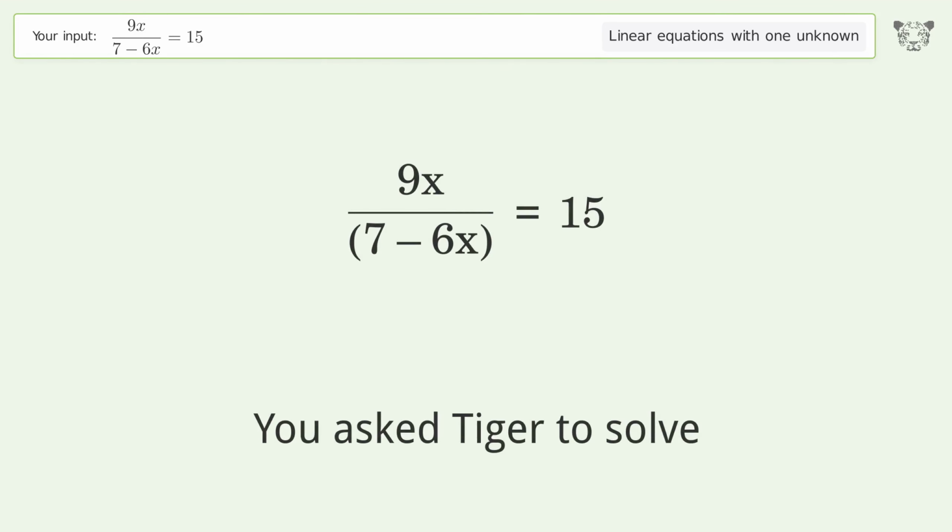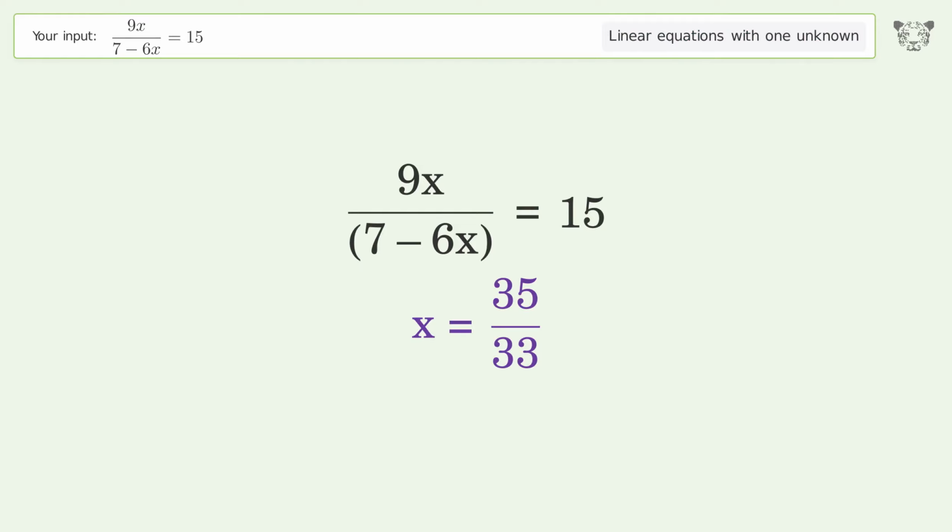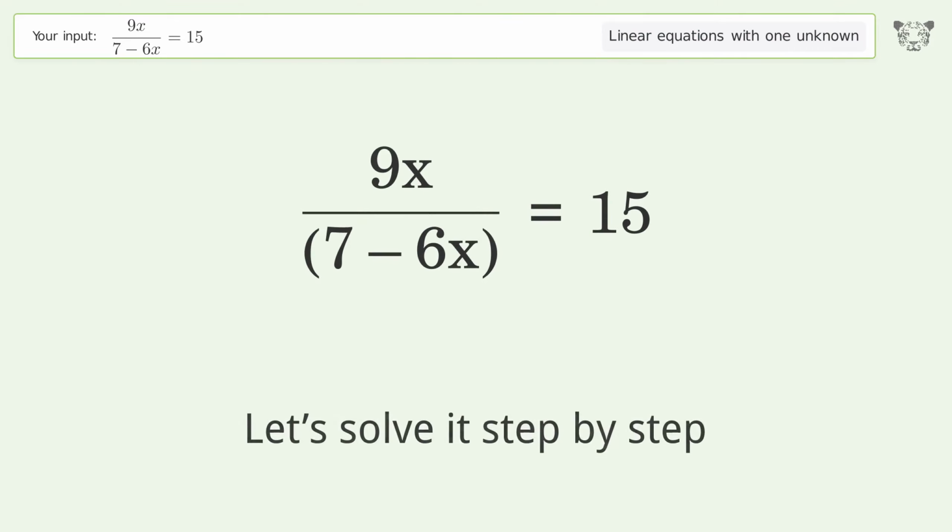You ask Tiger to solve. This deals with linear equations with one unknown. The final result is x equals 35/33. Let's solve it step by step.